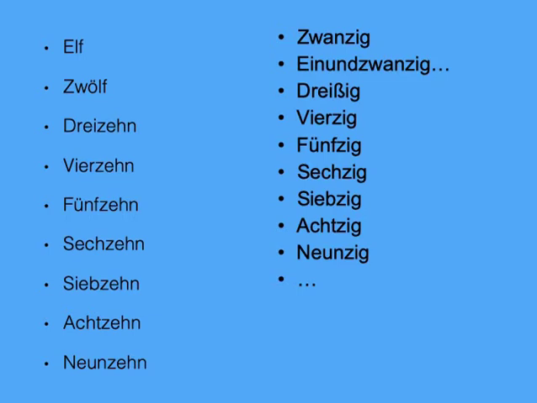Now, before we move on, could you tell me how to say 91? 91 and 92? 92 and 95? 95. Sehr gut. Let's continue. Machen wir weiter.